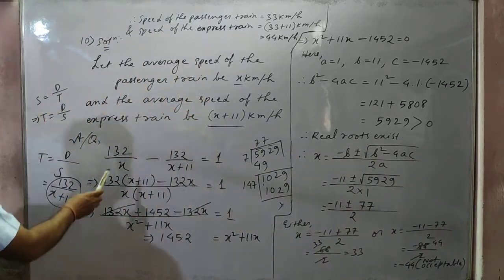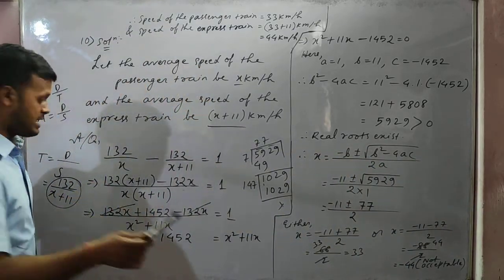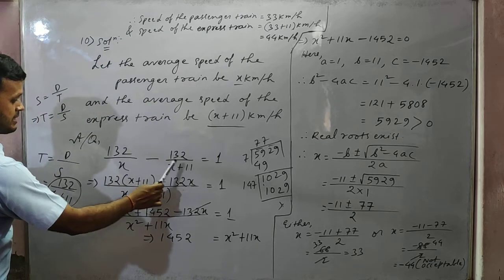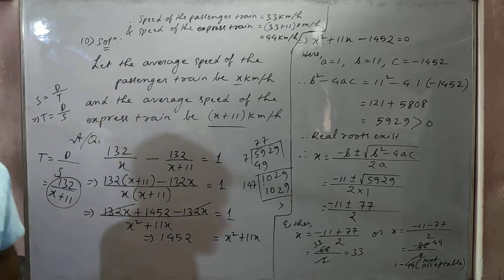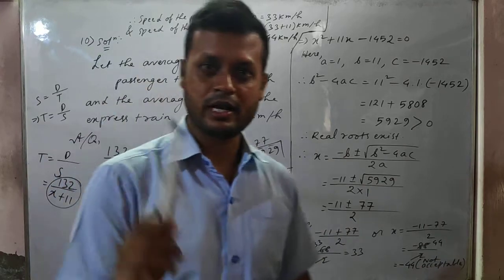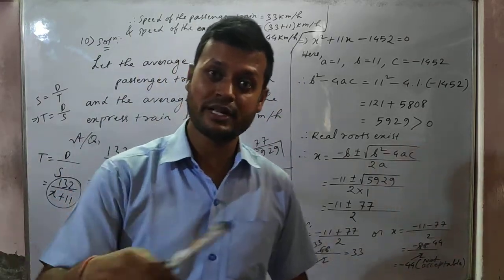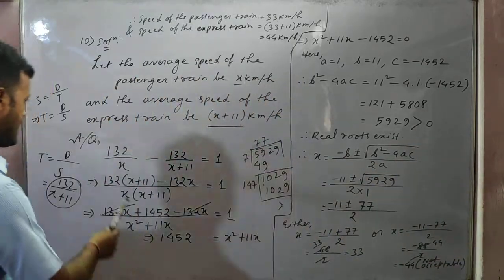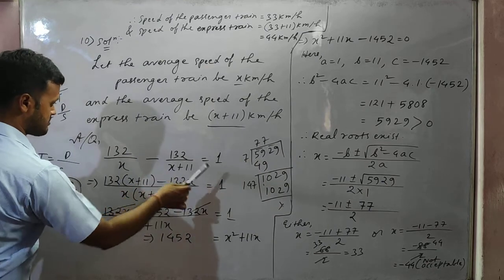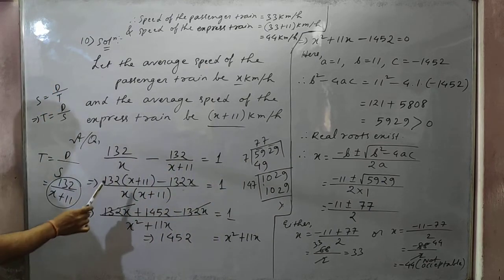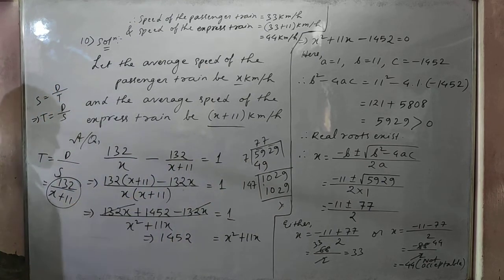So the time taken by the passenger train minus the time taken by the express train is equal to how much? 1. Because the express train takes 1 hour less, so the passenger train will take 1 hour more. So time taken by the passenger train minus time taken by the express train is equal to 1. So now we are taking the LCM of x and x plus 11.